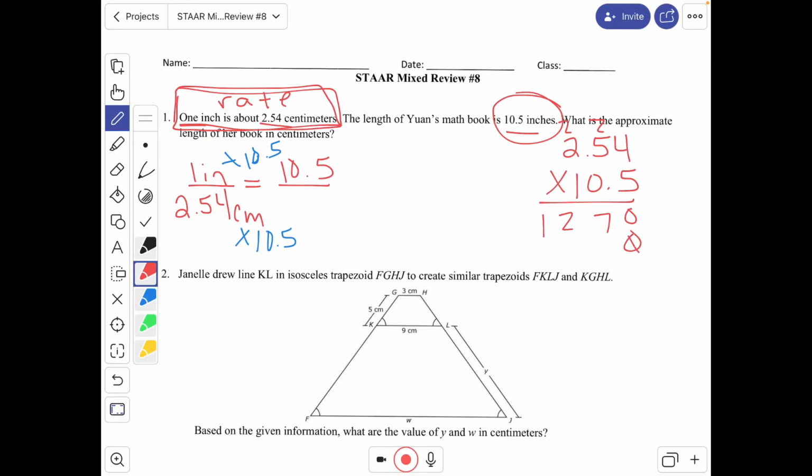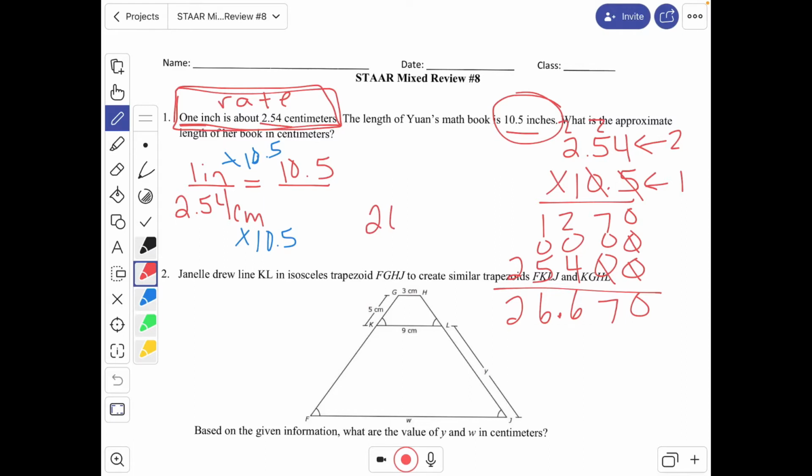When you get to this second 0 that you're multiplying, it's all going to be 0. Don't forget to put down 2 zeros when you get to the 1. And then we need to move the decimal over 3 spaces. So my final answer is 26.67 centimeters.